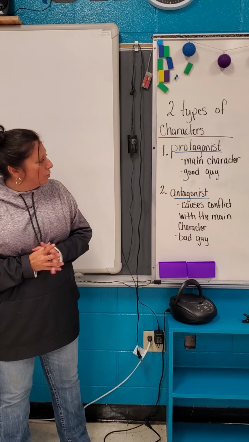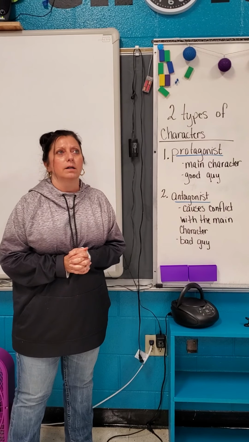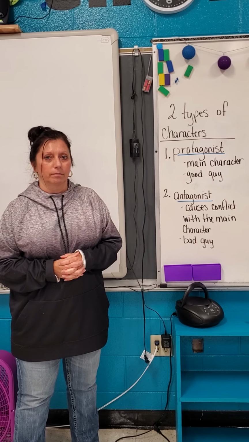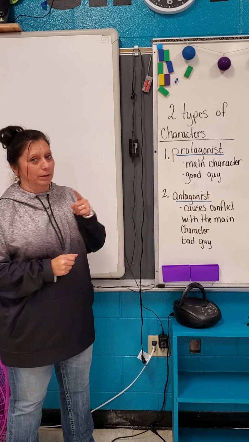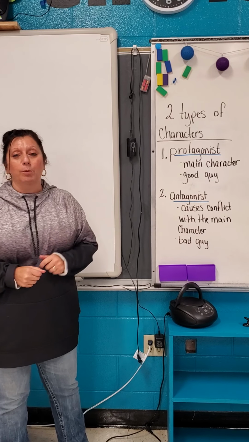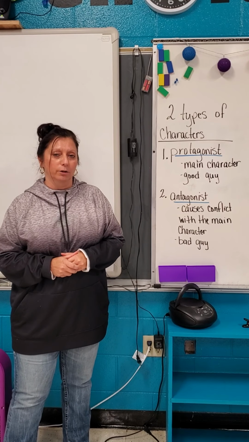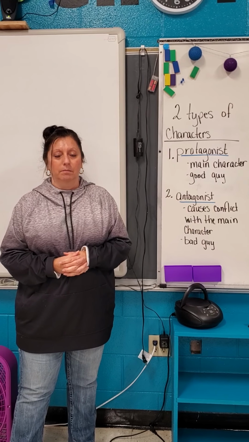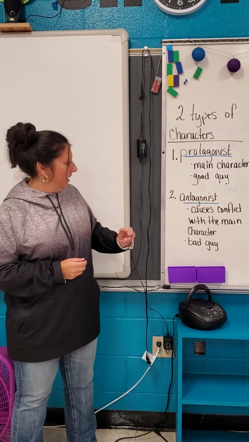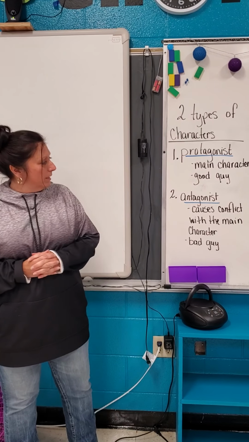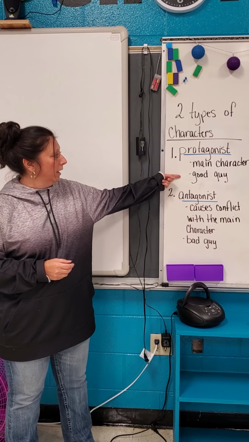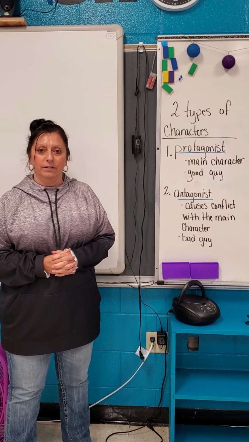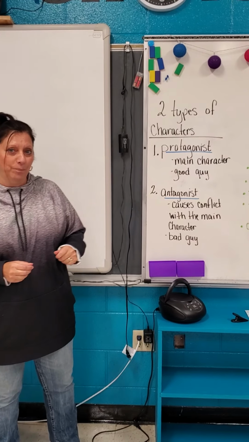So let's think about the story Little Red Riding Hood. Who would be the main character of Little Red Riding Hood? Right, Little Red Riding Hood. I hope that's what you said. So Little Red Riding Hood would be our protagonist. Who would be the antagonist in Little Red Riding Hood? Who causes all the conflict? Who causes the problems? The wolf? That's right. So make sure you have those things written down. You are welcome to go ahead and write Little Red Riding Hood as an example for protagonist and the wolf as the antagonist. Okay? Good.